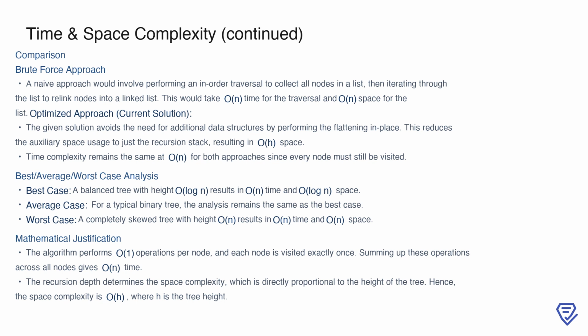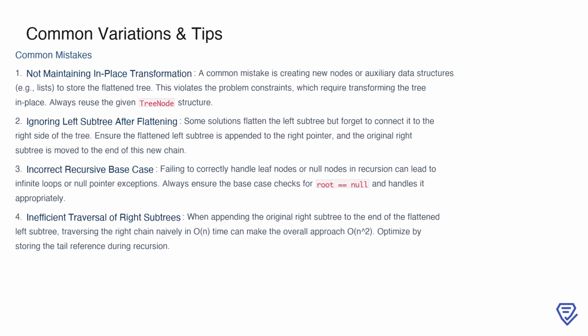Mathematically, every node undergoes O(1) operations, and summing this across all nodes gives O(n) time. The recursion depth, proportional to the tree's height, determines the space complexity, which is O(h). When working on this problem, there are some common mistakes to watch out for.